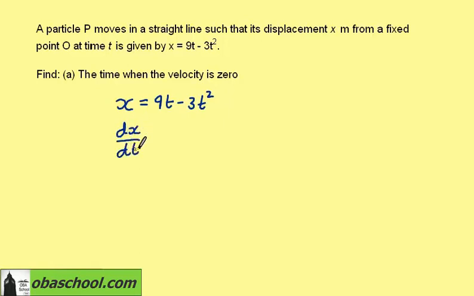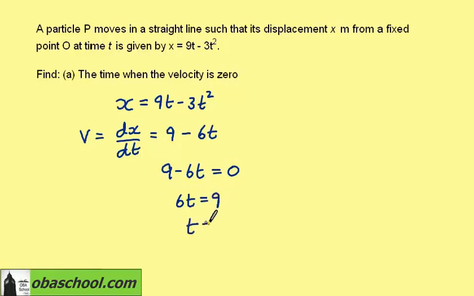Velocity is given by dx/dt, and this is 9 minus 6t. If velocity is 0, then 9 minus 6t is equal to 0, which means that 6t is equal to 9, so t is 9 divided by 6, which is 1.5.